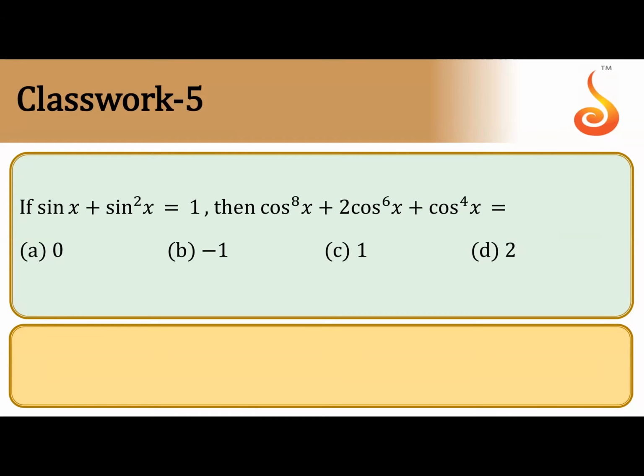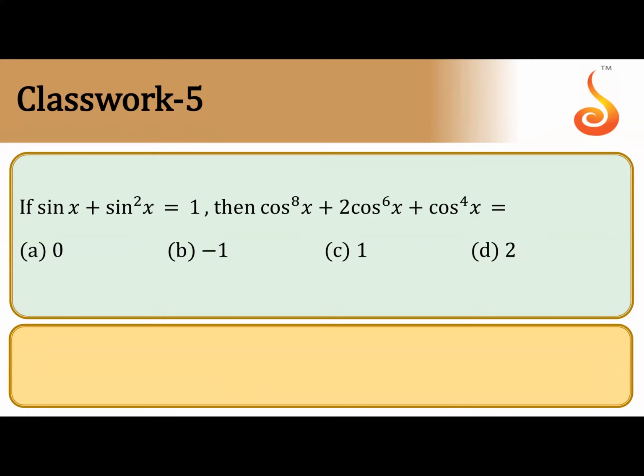Sin x plus sin square x is 1. Okay, fine, I'll go slow. Sin x plus sin square x is 1, find cos power 8x plus 2 cos power 6x plus cos power 4x. This is also a good question only, but getting the idea is a little tricky.